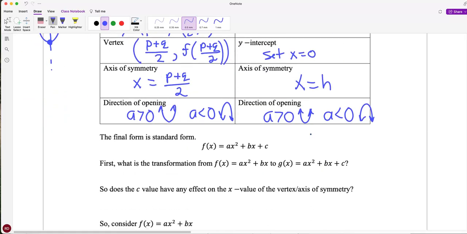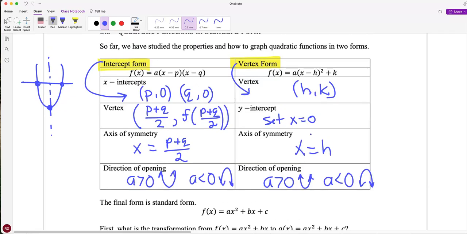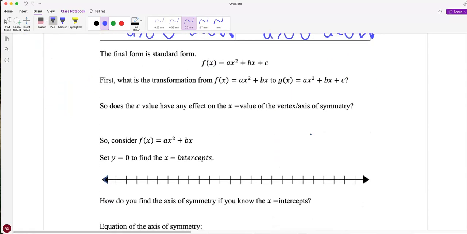Now, the final form we're going to learn is standard form. People like these forms because they're in a special format. One format tells you the intercept, one format tells you the vertex. Standard form is f of x equals ax squared plus bx plus c. This is probably people's least favorite, but it's probably the most frequently occurring. Nothing special has happened to put it in a form to tell you something.